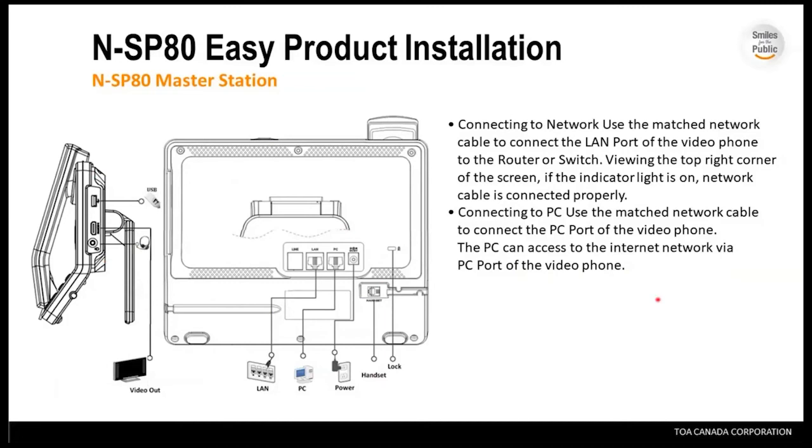Connecting to the network, use the matched network cable. Connect the LAN port, pretty straightforward, to the router. In the top right corner of the screen, the indicator light is on. If network cables can't be connected properly, it'll tell you and give you a visual that it's connected to the router properly. Connect the PC, use the matched network cable, to the PC port of the video phone. The PC can access the internet network via the PC port of the video phone, so it gives you network access from that phone as well.